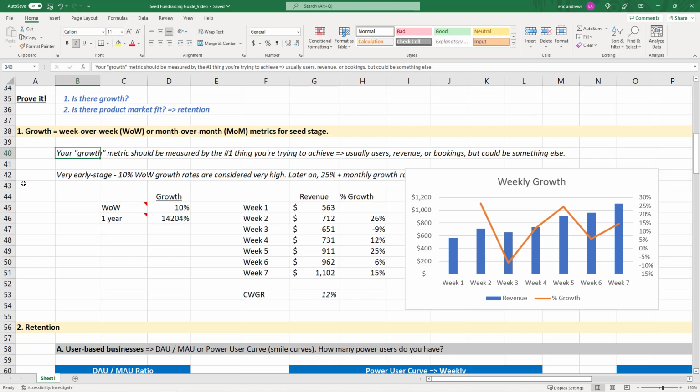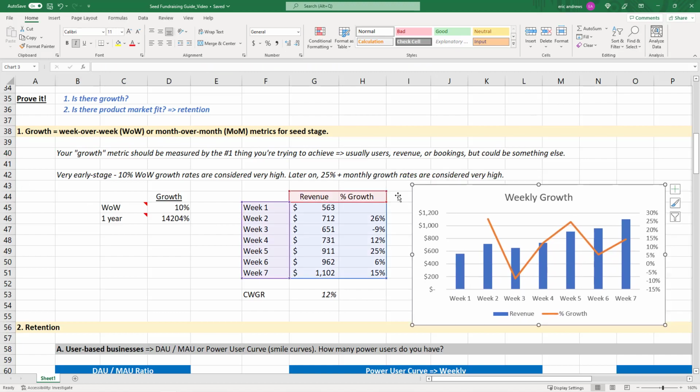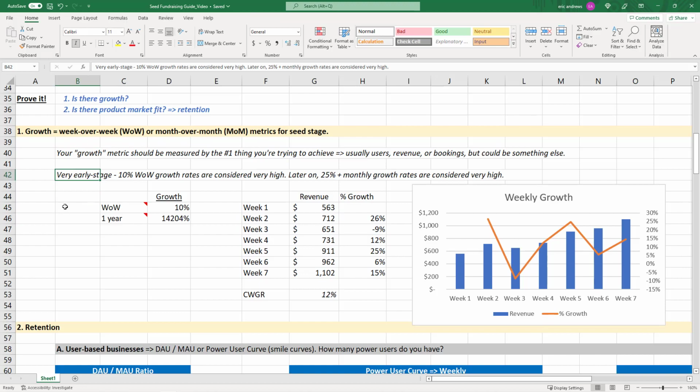So you can't use a strange or not believable metric. It has to be the core thing that demonstrates that you are achieving success. And so in terms of growth rates, at the very early stage, a lot of these businesses and accelerators are targeting 10% week over week growth rates. Those are considered extremely high. Why would 10% be considered extremely high?